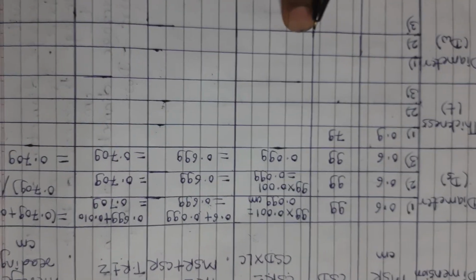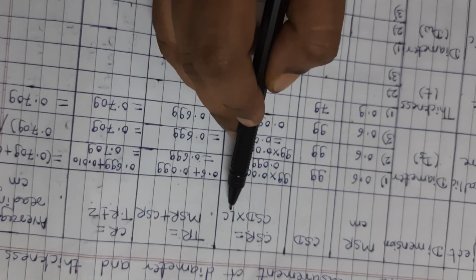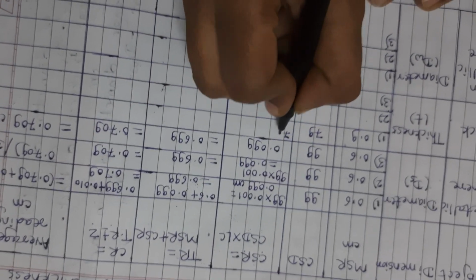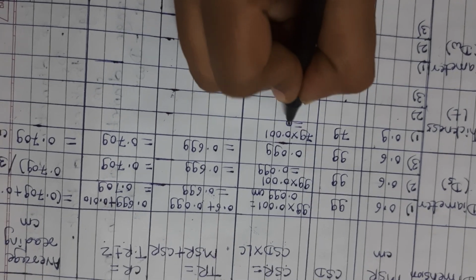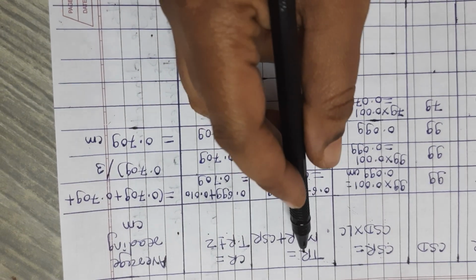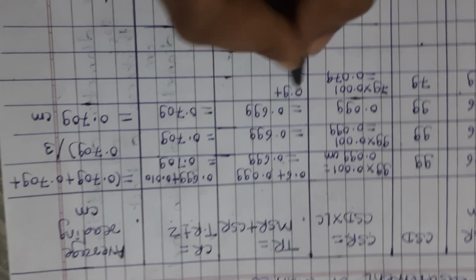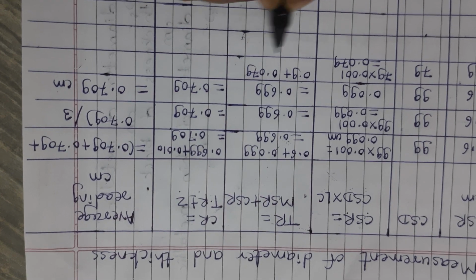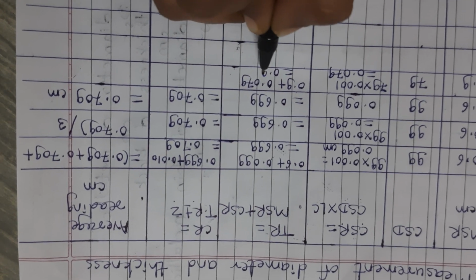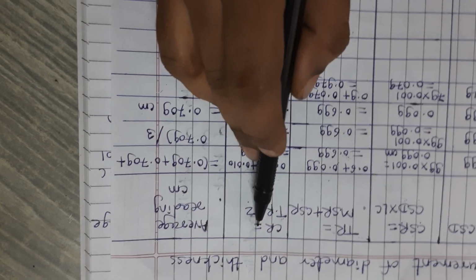Then again make calculations. Circular scale reading is equal to circular scale division into least count. Therefore we take 79 into 0.001, we get 0.079. Then the total reading is MSR plus CSR. MSR is 0.9 plus CSR is 0.079. We get 0.979.